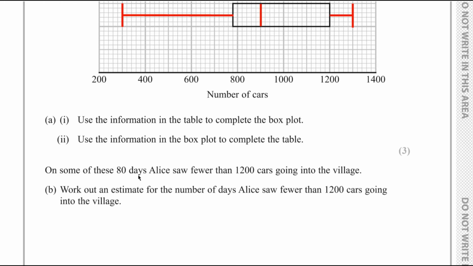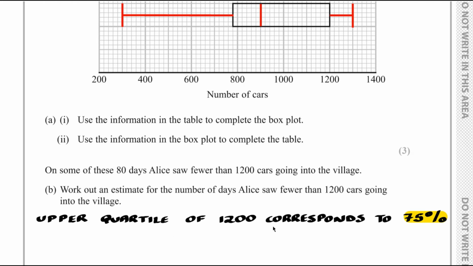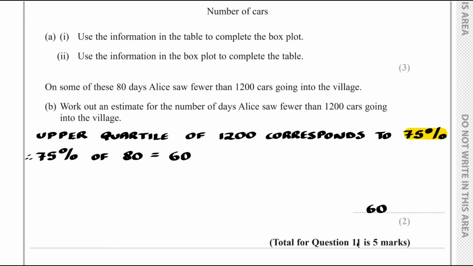On some of these 80 days, Alice saw fewer than 1,200 cars going into the village. Part B, work out an estimate for the number of days Alice saw fewer than 1,200 cars going into the village. Well, the upper quartile of 1,200 corresponds to 75%. So 75% of the values are 1,200 or less. And so if I work out 75% of 80, I get 60. So we have 60 days.